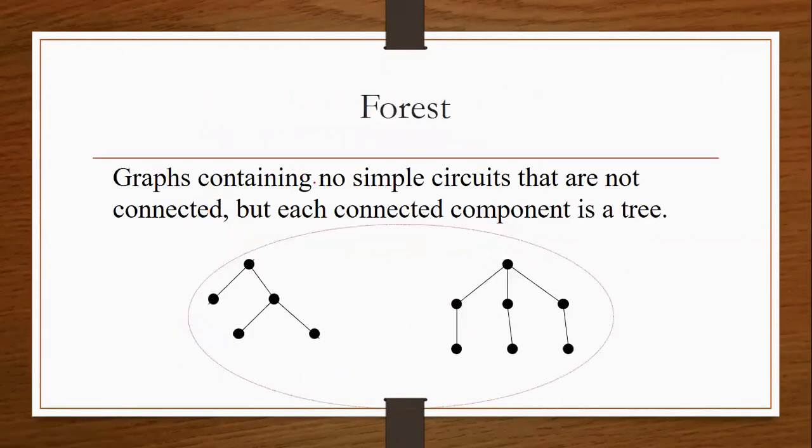Now after that, a graph containing no simple circuits that is not connected but each component is connected. So if we have multiple trees together, then those are called forests. So these are two graphs not connected, but each of them individually is a tree. In normal language also, if we have a group of trees in a land, we call it a forest. So over here, if we have multiple trees and each component is a tree by itself, then it is known as a forest.